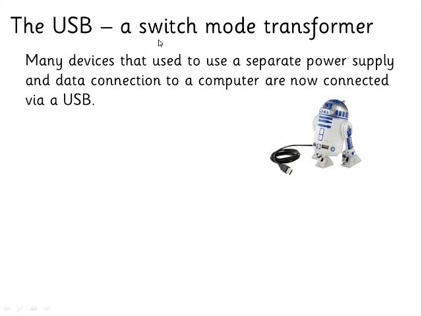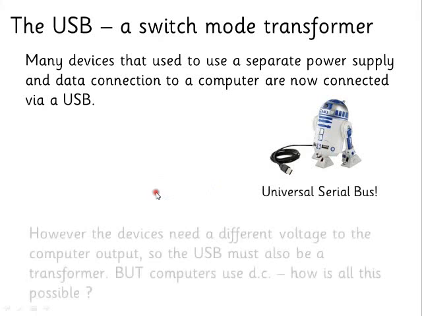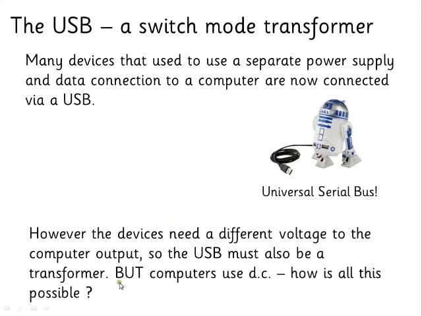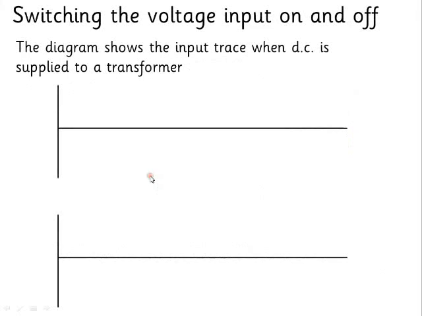a kind of transformer. It's a kind of transformer called a switch mode transformer. And it means that you can power things with different voltages out of your computer, even though computers use 5 volts DC inside. How on earth can this be possible? Well, somehow we've got to use DC in a transformer after all.